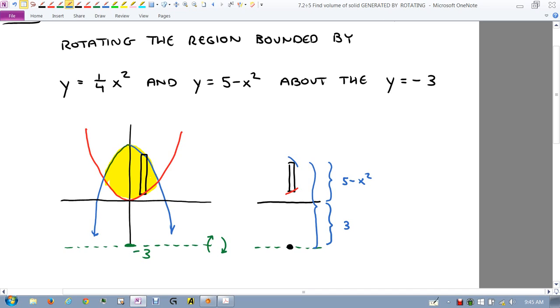So what would the total distance be then? Plus 3, add them together, right? So that total distance from here all the way is 5 minus x squared plus 3, which is 8 minus x squared. Do y'all see where that comes from?